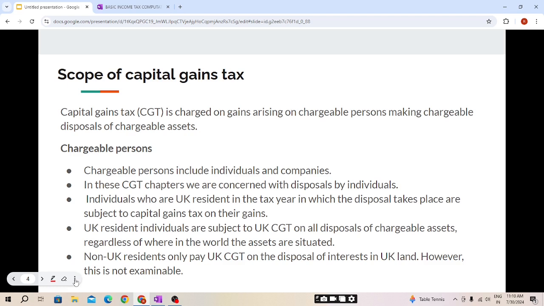So, first we covered the scope of CGT. The capital gains tax will arise on a chargeable person making a chargeable disposal of a chargeable asset. So, what does the term chargeable person include? The term chargeable person includes individuals and companies. If an individual is a UK resident, then he will be subjected to CGT on disposal of chargeable assets regardless of where they are situated in the world. I hope this is clear.